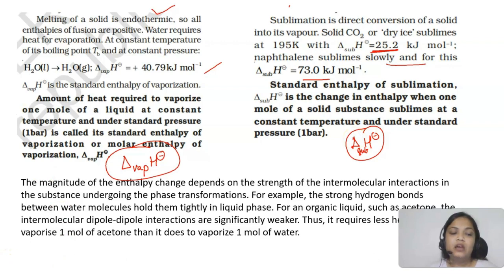Now what is the magnitude of this enthalpy change, that is, how much energy is required? Of course, if you want to convert a solid to liquid, how much energy is required depends on the strength of the intermolecular interactions of the solid, whatever solid it is. Like in the case of water, you have strong hydrogen bonds that hold the molecules tightly. For acetone, the intermolecular dipole-dipole interactions are weaker, so less energy would be required. This means 1 mole of acetone will require less heat to vaporize than 1 mole of water, right? So that depends on the intermolecular interactions.